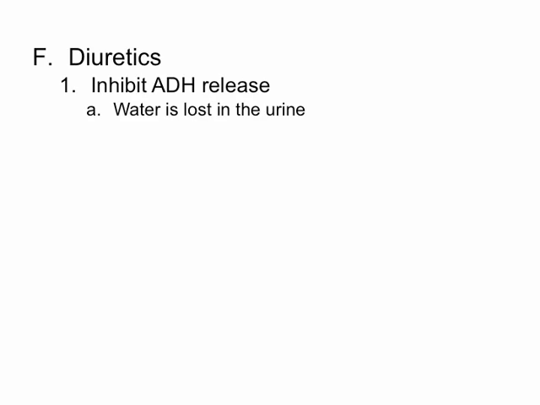Diuretics, these are chemicals that are going to inhibit the release of ADH in the body. If ADH is not present, the collecting ducts are not permeable to water, and as a result, water is lost in the urine.